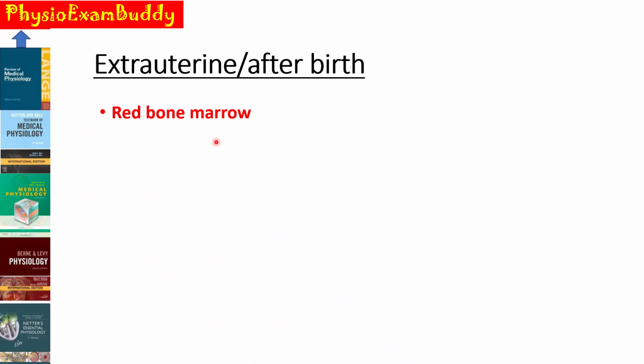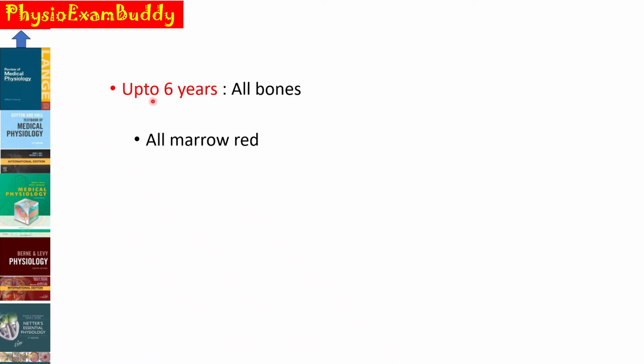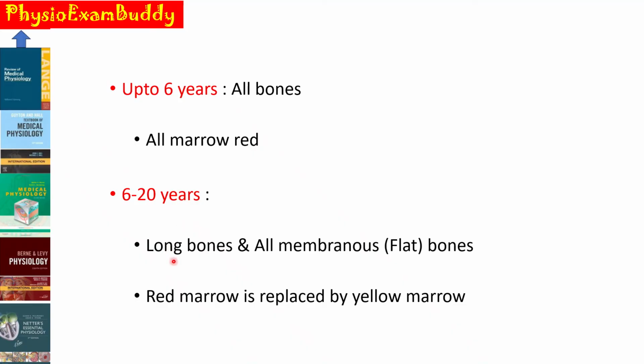During the extrauterine life, or after birth, red bone marrow is the main site of production of red blood cells. Up to 6 years of age, all bones in the human body have red bone marrow. So, RBC production or erythropoiesis occurs in almost all the bones up to 6 years of age. But from 6 to 20 years of age, erythropoiesis occurs only in the long bones as well as in all the membranous or flat bones.